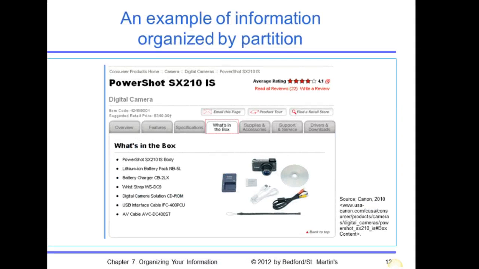This is an example of information organized by partition, and you can see here easily where there are the categories that the reader can go to and show you what's in here.